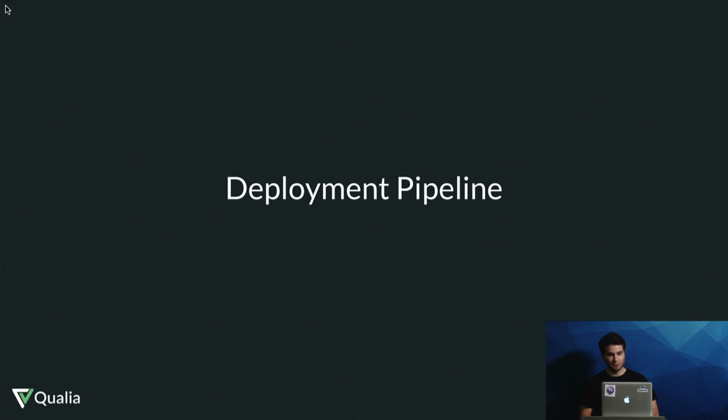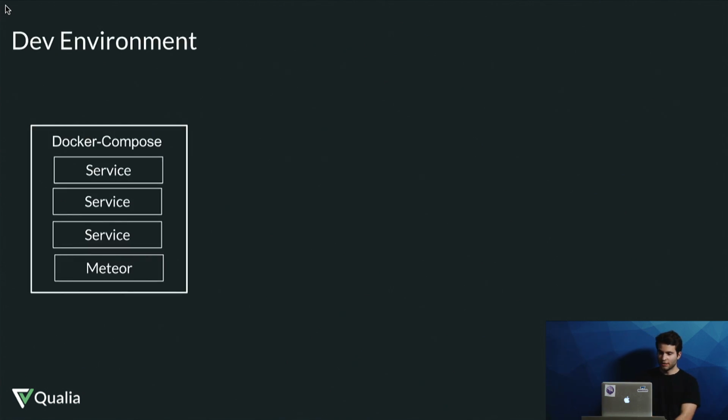So now let me talk a little bit about our deployment pipeline. Our dev environment is run entirely in Docker. So when we're developing locally, we run our Meteor app within Docker, and then we also have a host of microservices that we run in Docker.